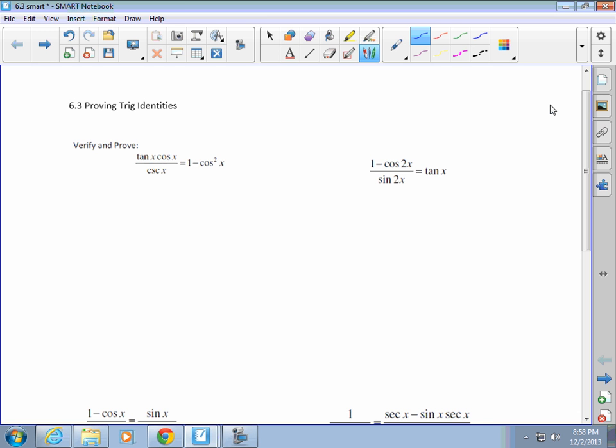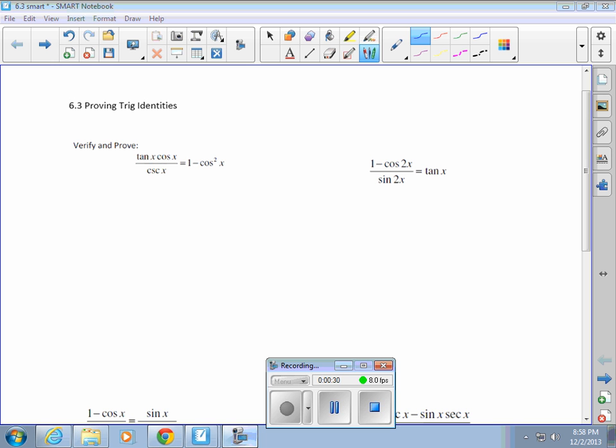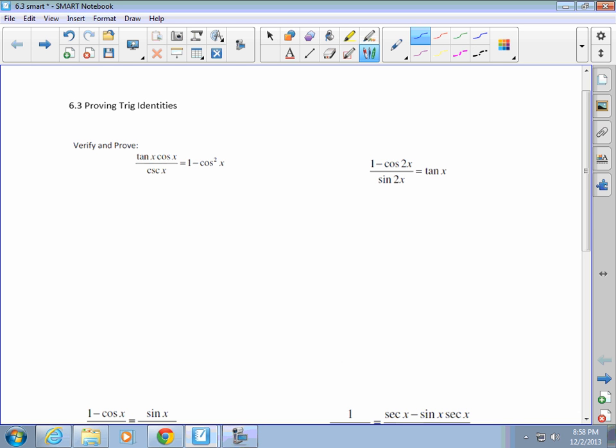So if I look at my first one here, and make sure I'm recording, okay. Tangent x cos x over cosecant x is equal to 1 minus cos squared x.